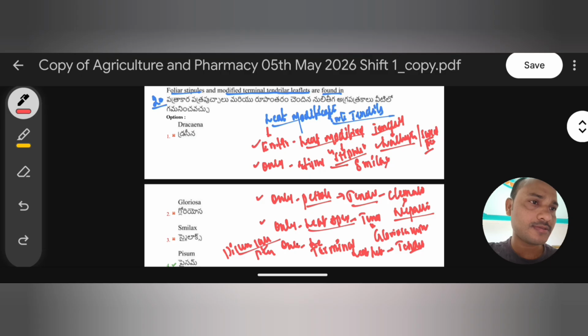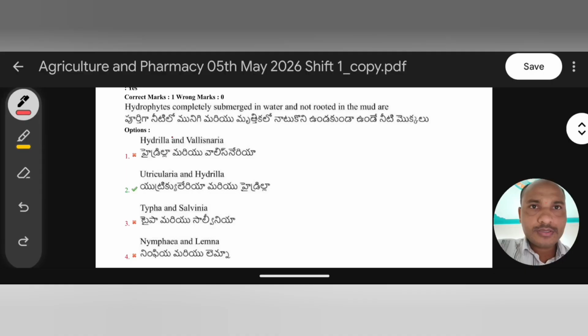So by this analysis, we have to identify which is the right one. Here, terminal tendril leaflets are generally seen in Pisum sativum. Why? Because in it the terminal leaflet is modified into tendrils. And in Smilax, only stipules are modified into tendrils. Remember, in Smilax stipules are modified into tendrils.